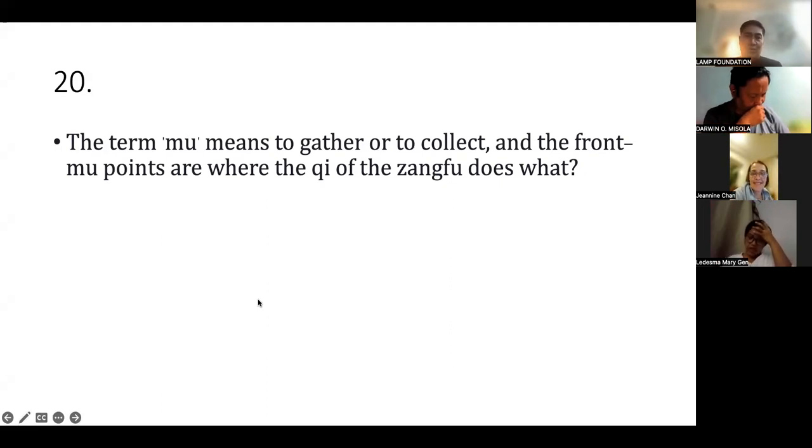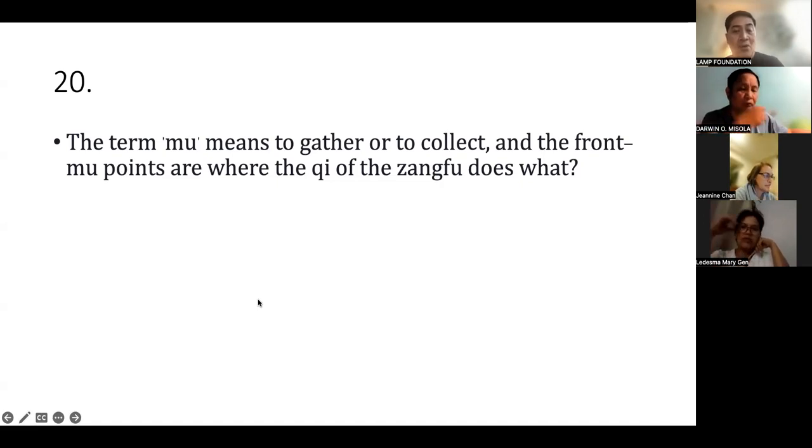Actually, we have answered this earlier now. Okay. This is where the chi of the Zhang Fu gathers and concentrates on the anterior surface of the body. Okay? The front mu, we usually discuss the front. Last time we discussed the back shu. The back shu is on the back, but it's very good for treating chronic issues. Meanwhile the front is good for treating acute conditions, no?